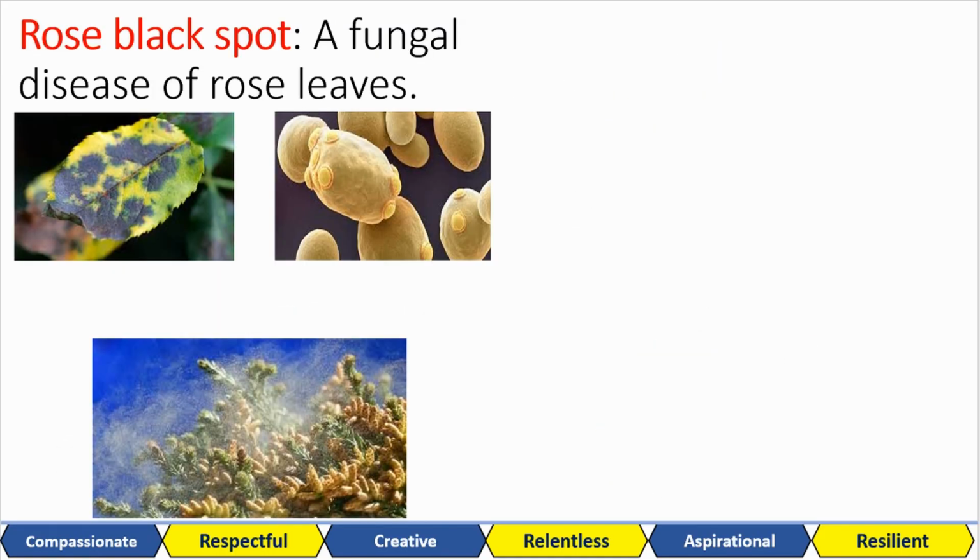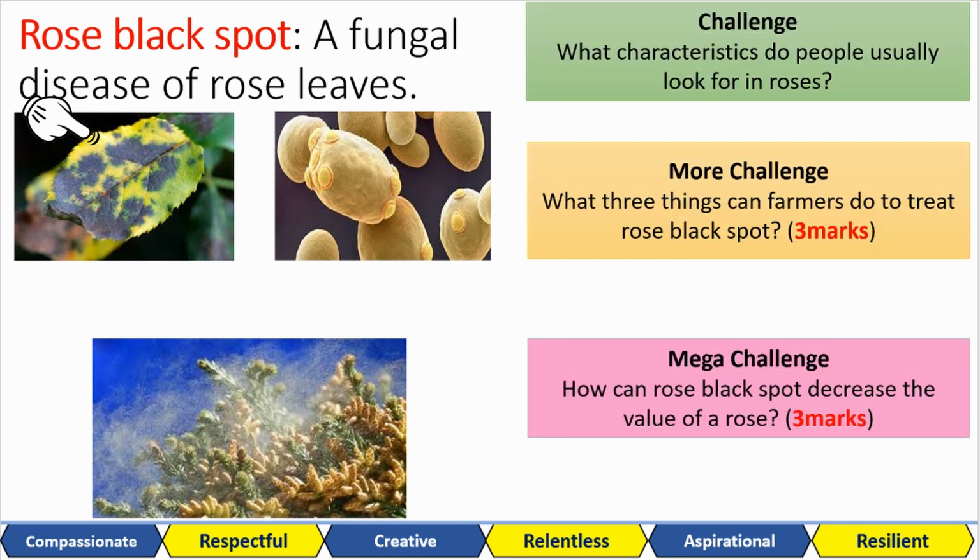As you can see, the symptoms are these purplish black spots on leaves. Also notice how some of the leaf is yellow. This leaf is likely going to drop off soon. Have a go at these challenge questions.